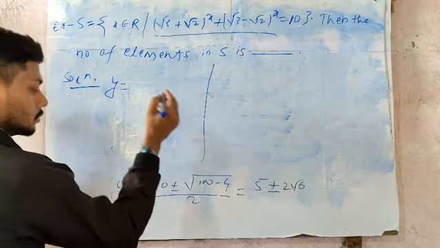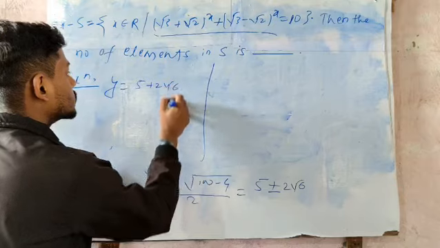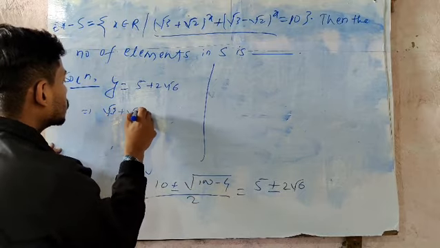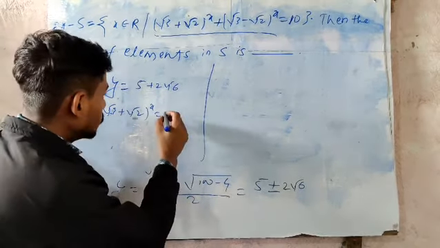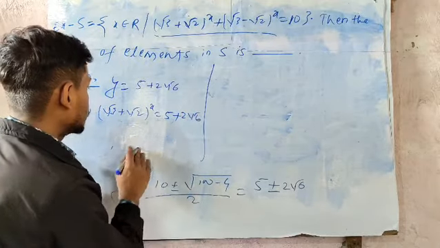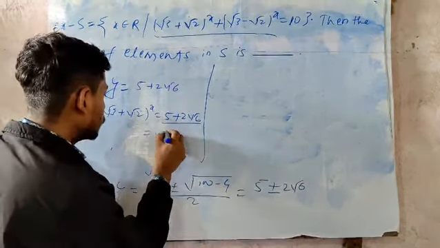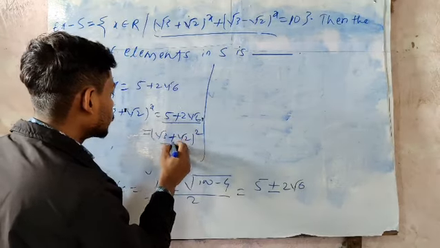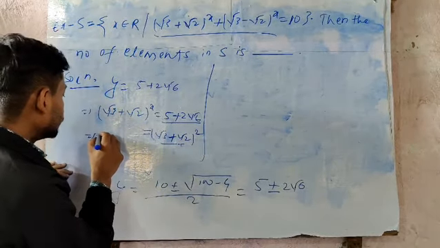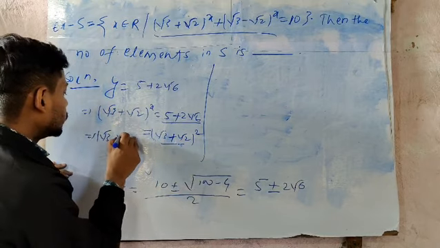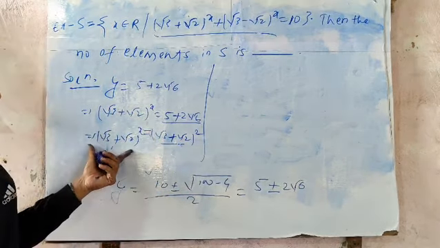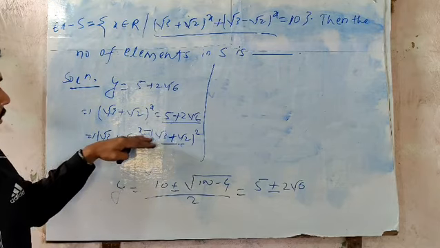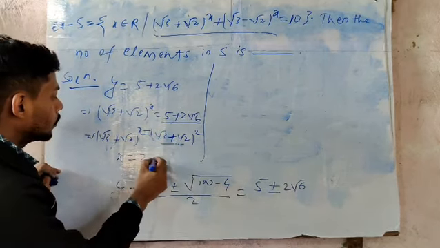We will take first y equal to 5 plus 2 root 6. Here we can see that y we have taken as root 3 plus root 2 to the power x, equal to 5 plus 2 root 6. We can see that this is the square of root 3 plus root 2. Now we can compare the powers. Base is same. We can compare the powers. We get x equal to 2.